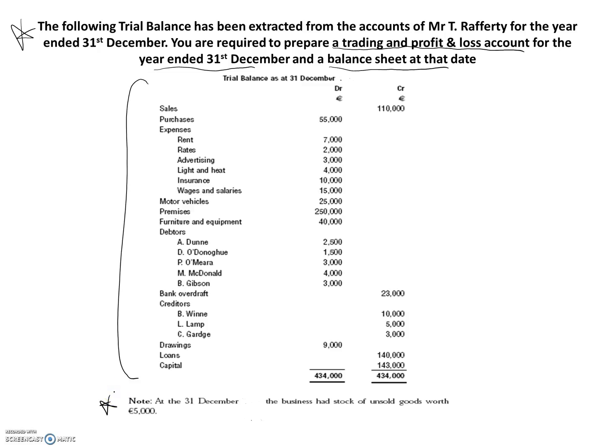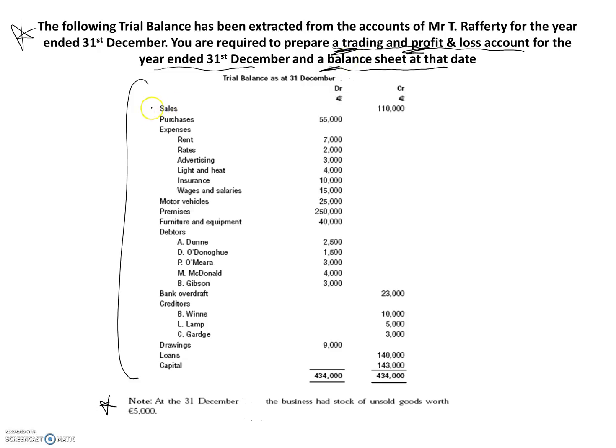So to start, what I'll do is I'll go down to the trial balance and I'll identify where each item is going to go. If it's going to go into the trading account, I'll put little t beside it. If it's going to go into the profit and loss account, I'll put little p beside it. And if it's going to go into the balance sheet, I'll put little b beside it.